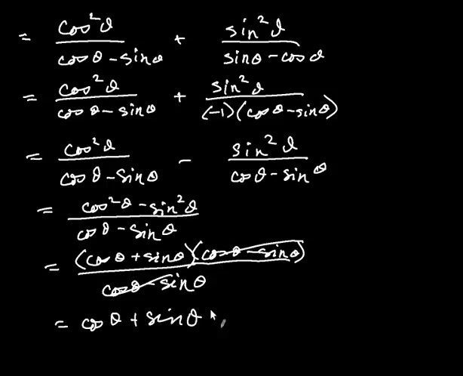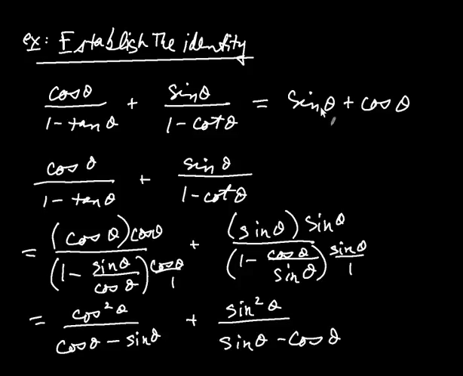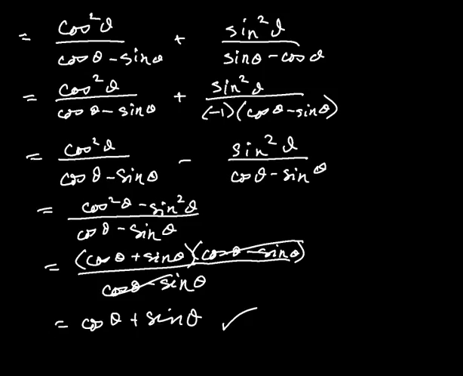Now, a long time ago, we started with the left-hand side, and this is what we got. Let's go back and double check that indeed we wanted to get cosine theta plus sine theta. Let's go back to the original. Yeah, we wanted to show it was sine theta plus cosine theta, and indeed, that's what we got, cosine theta plus sine theta.